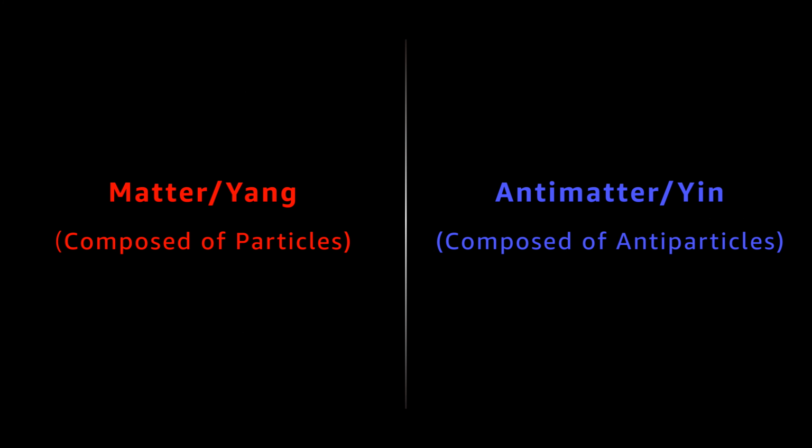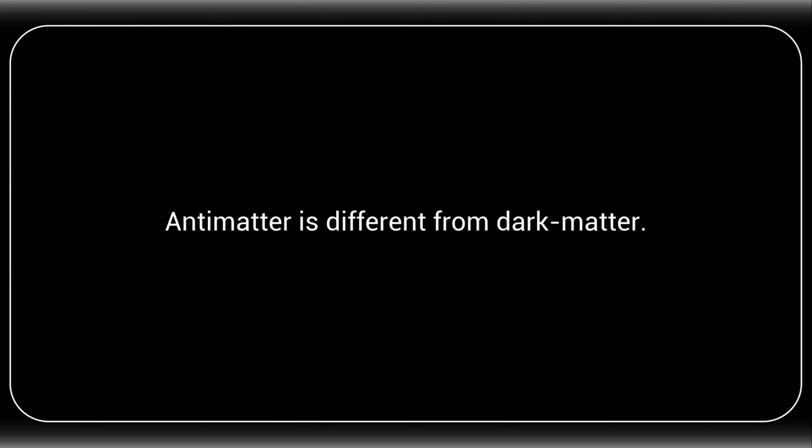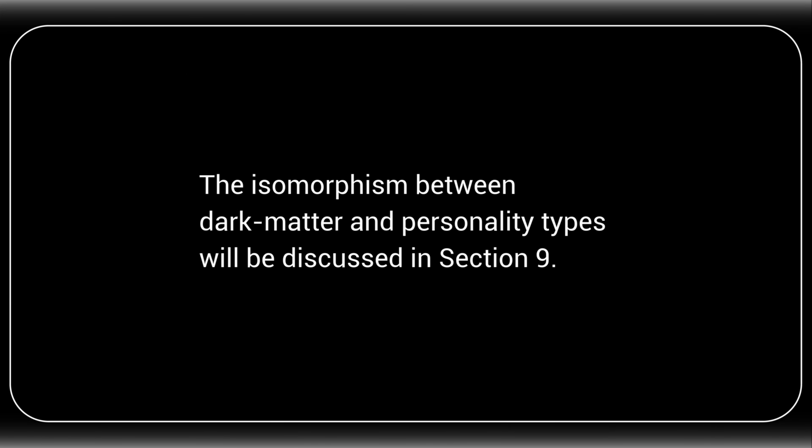Matter, which represents yang, is composed of particles. On the other hand, antimatter, which represents yin, is composed of antiparticles. This universe is made up of matter, not antimatter. Then, what happened to antimatter? That will be discussed in this section, in conjunction with personality types. Note: Antimatter is different from dark matter. The isomorphism between dark matter and personality types will be discussed in Section 9.